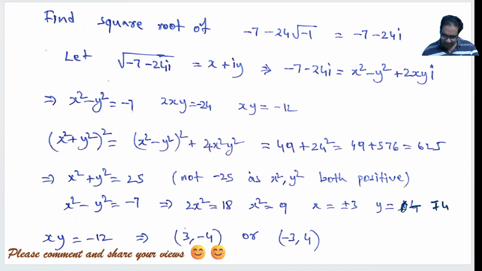So that is the square root. We have got two square roots. What are the square roots? 3 - 4i or -3 + 4i. These are the two square roots.